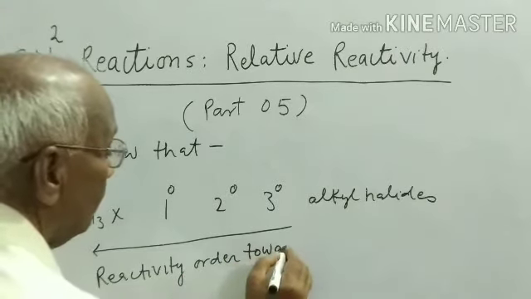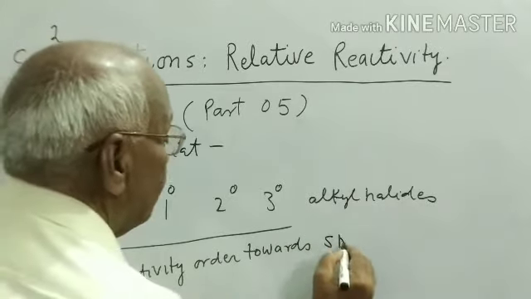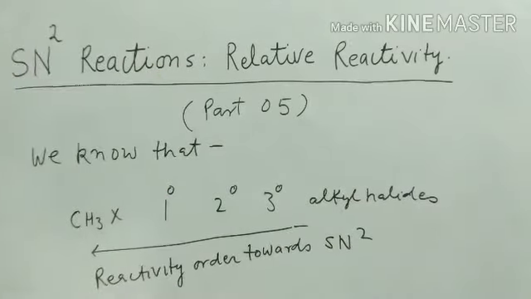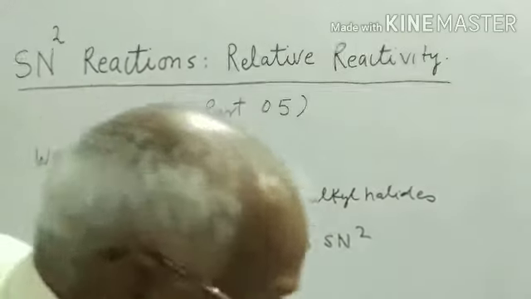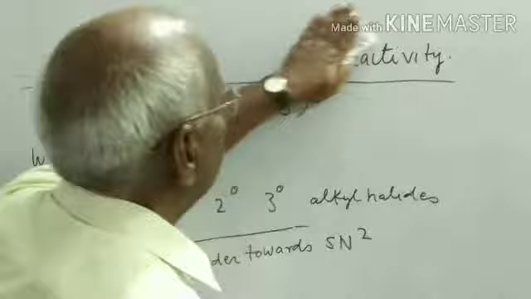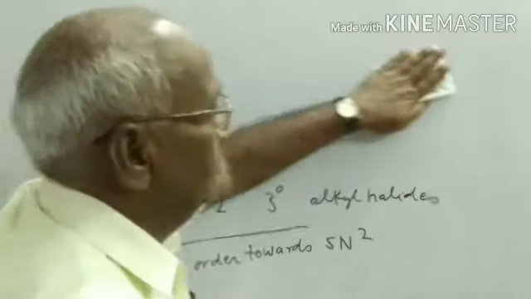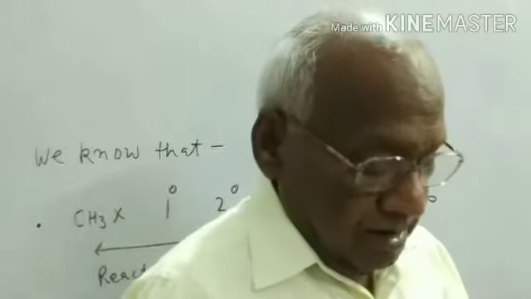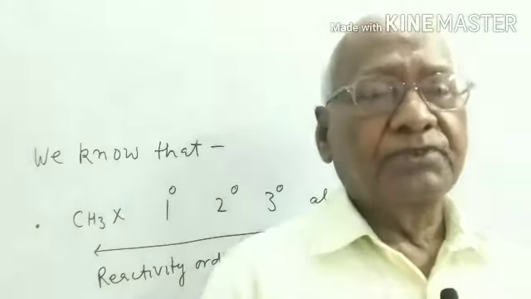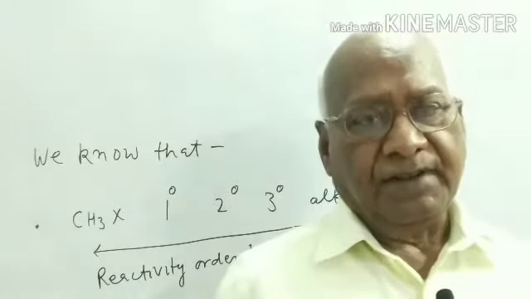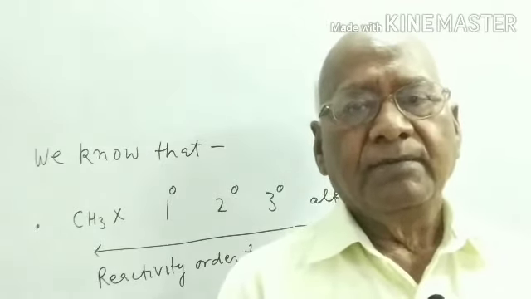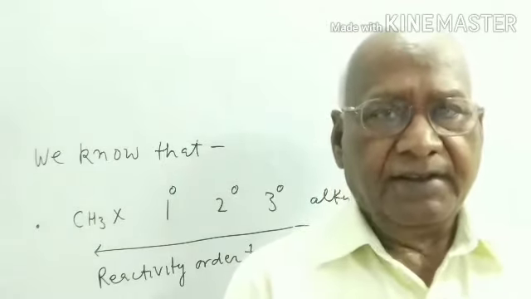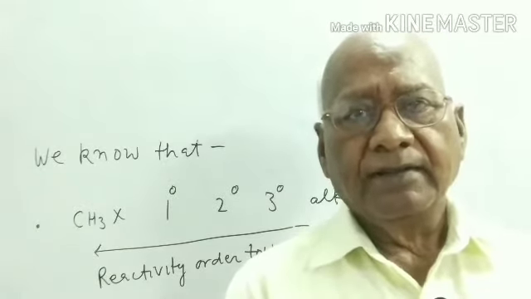Towards SN2 reaction. You already know that this is a theoretical observation. Secondly, we also know that the SN2 reaction proceeds through a transition state. So rate of the SN2 reaction depends on the stability of transition state formed during SN2 mechanism.